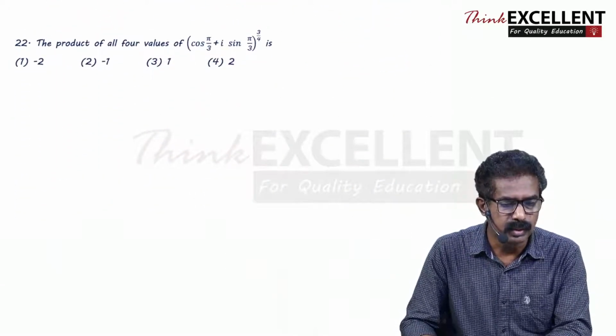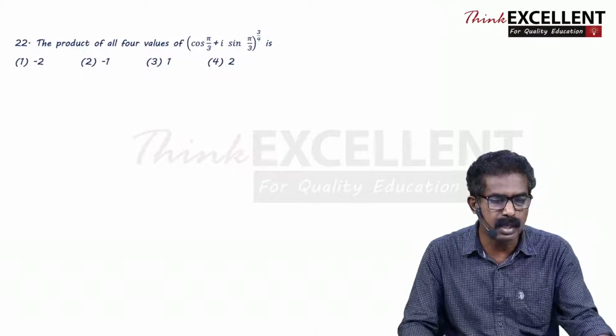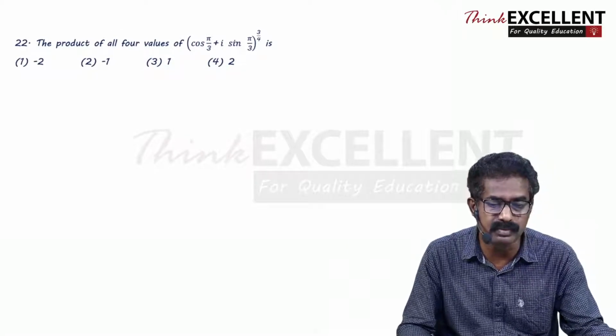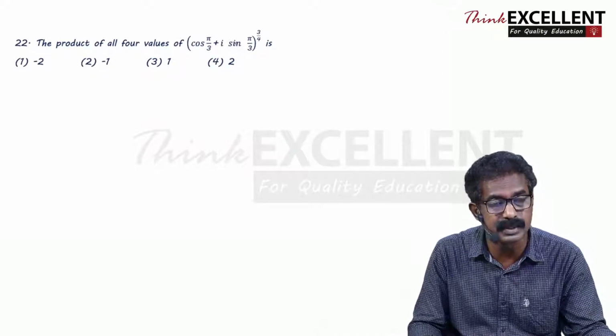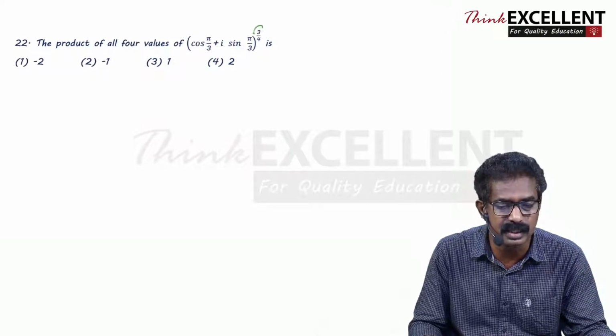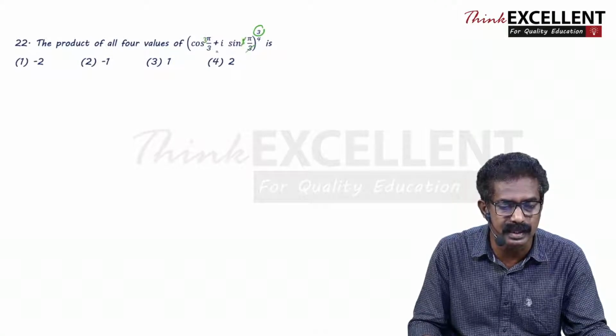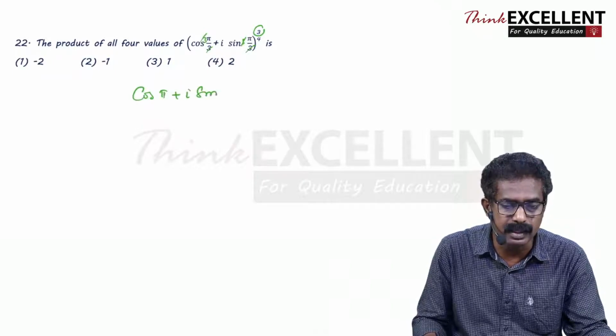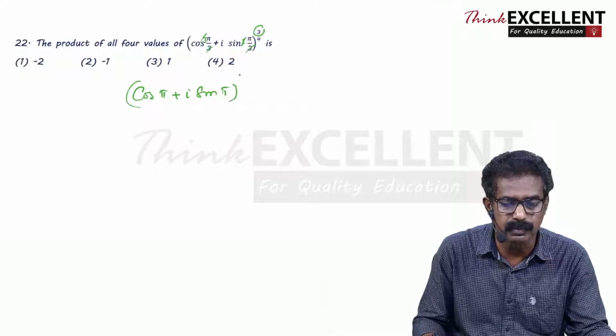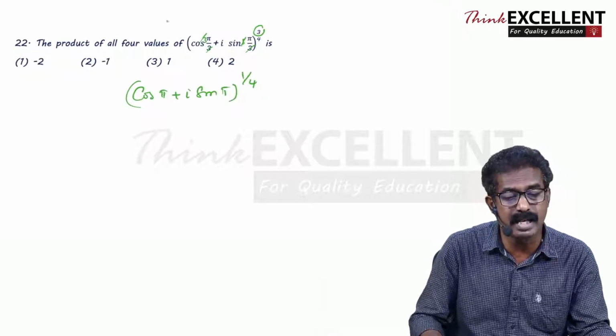Listen to the next question, question number 22. The product of the 4 values of this. So here first you apply, this is how the De Moivre's cos theta plus I sin theta raised to n, right? The 3 you bring it front, so 3 cancel, right? So you are getting cos pi plus I sin pi raised to 1 by 4. So fourth roots, you are supposed to get 4 values.